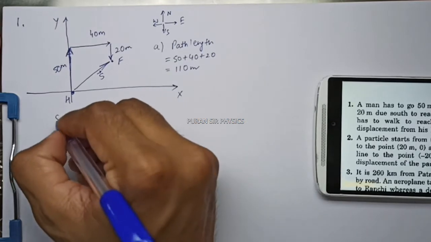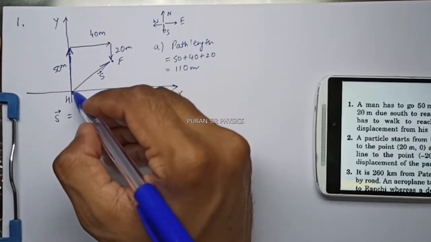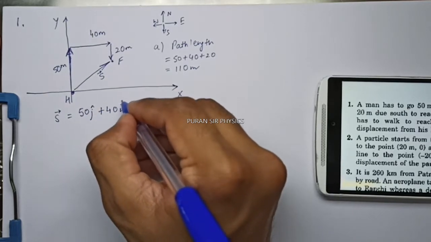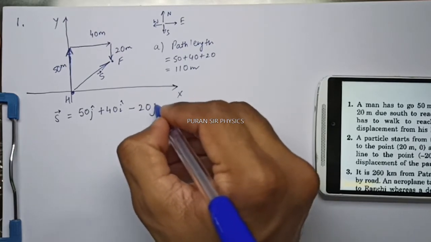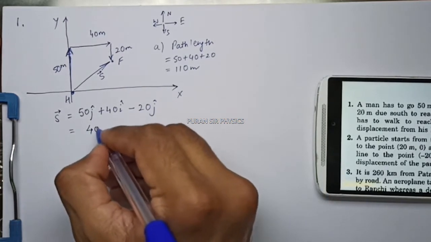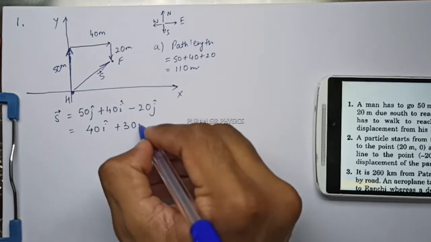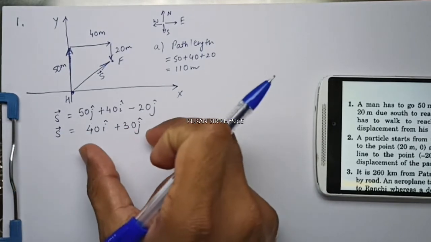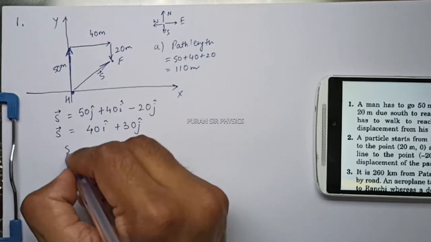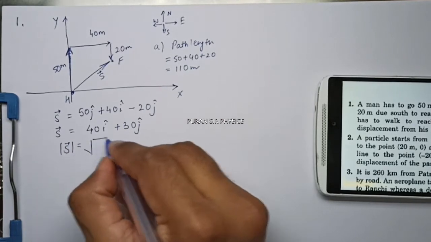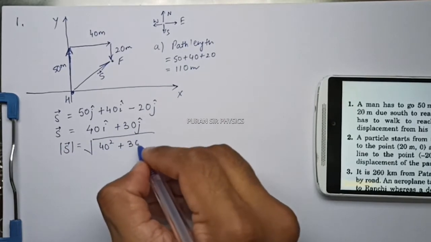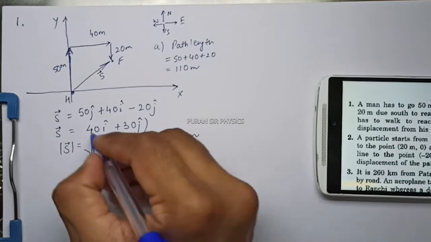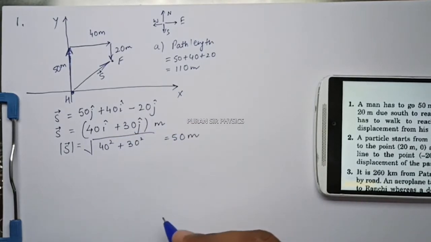So the displacement will be, with the help of polygon law, 50 j cap plus 40 i cap minus 20 j cap. So it comes out to be 40 i cap plus 30 j cap. So this is the displacement. Even if you want to find the magnitude, the magnitude of the displacement will be square root of 40 square plus 30 square and it comes out to be 50 meter. And here also we will mention the unit, meter. So this is the answer of question number 1.